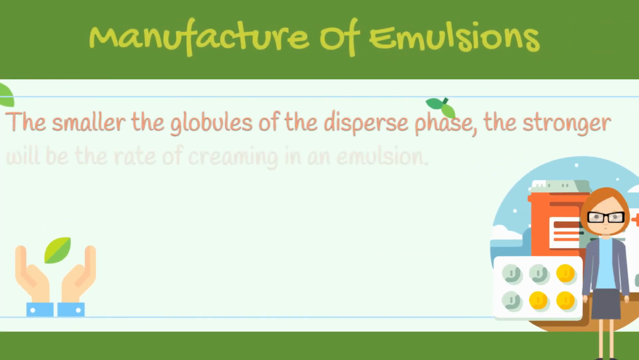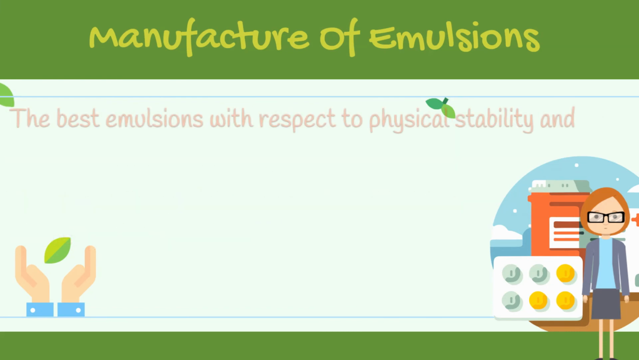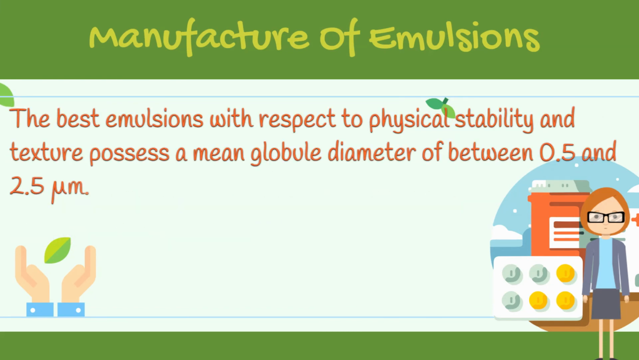It has already been explained that the smaller the globules of the disperse phase, the slower will be the rate of creaming in an emulsion. The size of these globules can also affect the viscosity of the product. In general, it has been found that the best emulsions with respect to physical stability and texture possess a mean globule diameter of between 0.5 and 2.5 micrometers.